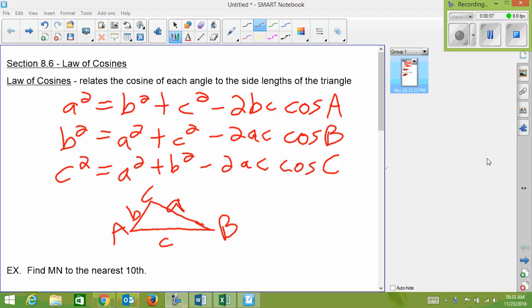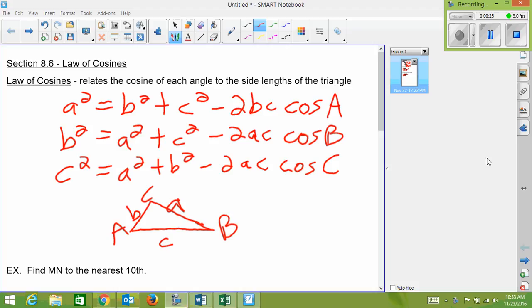The law of cosines relates the cosine of each angle to the side lengths of the triangle. It's a fairly long equation, and it changes a little bit depending on which side is missing, so I have all three variations written here.